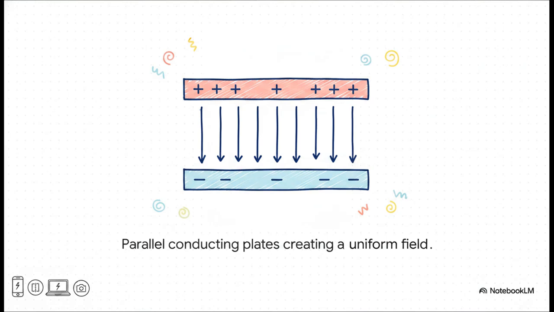Let's look at one specific, absolutely crucial application found inside almost all your electronics, the capacitor. Imagine two parallel metal plates, one charged positive, the other negative. The electric field lines between them are perfectly straight, perfectly parallel, and evenly spaced. That tells us we're looking at a perfectly uniform electric field, where the force is exactly the same strength no matter where you are between those plates. Capacitors use this uniform field to store energy, basically acting as tiny, rapid-fire batteries inside your computer or the flash of a camera.